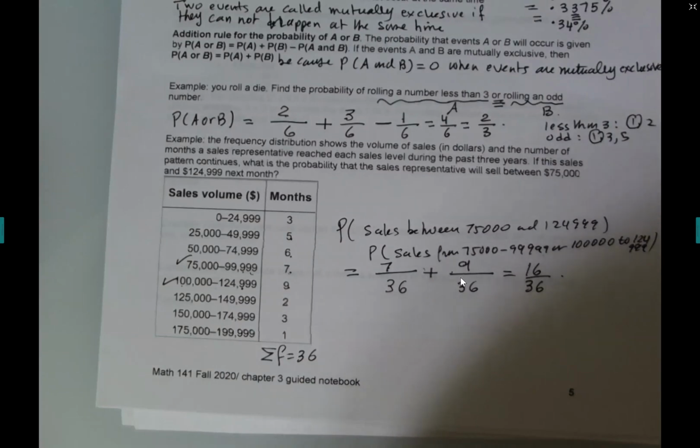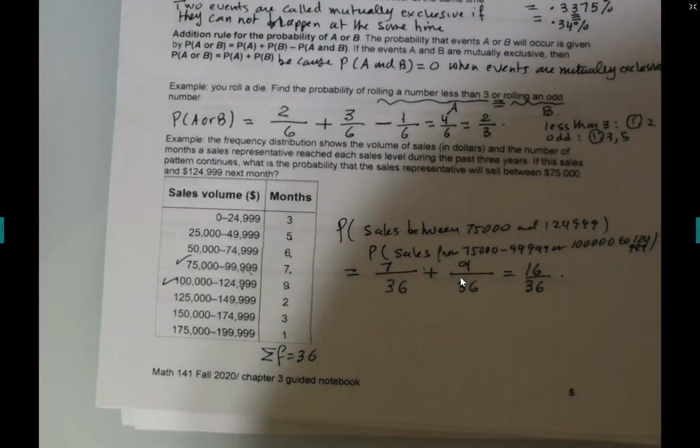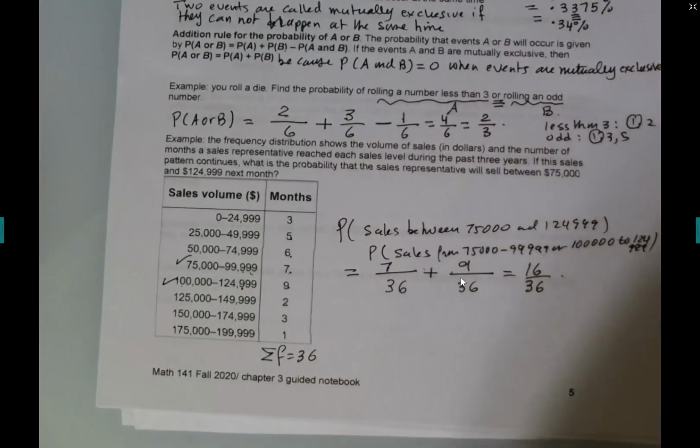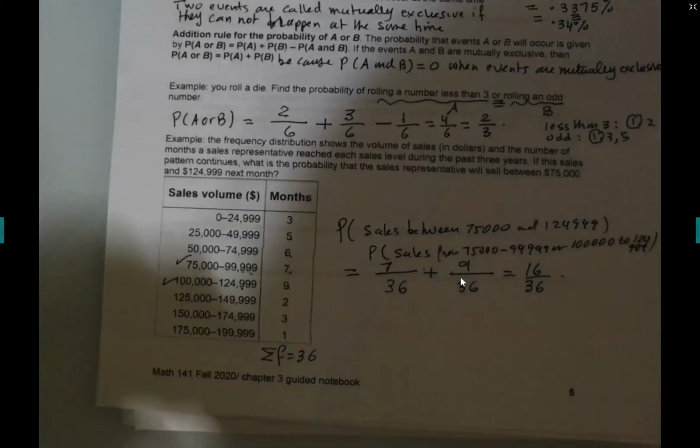Okay, so this is the addition rule. So the hint for you guys for the addition rule: anytime he asks you for a probability of an event or another event, he is talking about the addition rule. You must use the addition rule. When he says and, no, that's not the addition rule. So the addition rule is the probability of A or B.